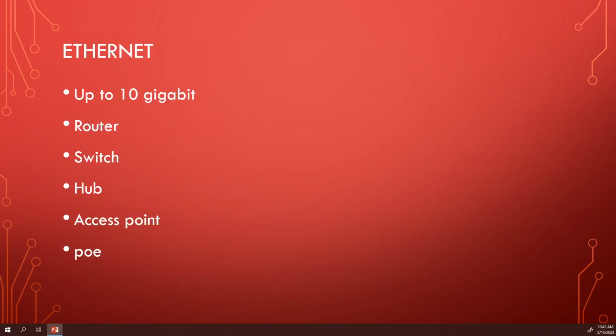So we've already hit up Ethernet. We've talked about all of these things before, except for one. Anyone know what this is? PoE? No? Nope. All right.